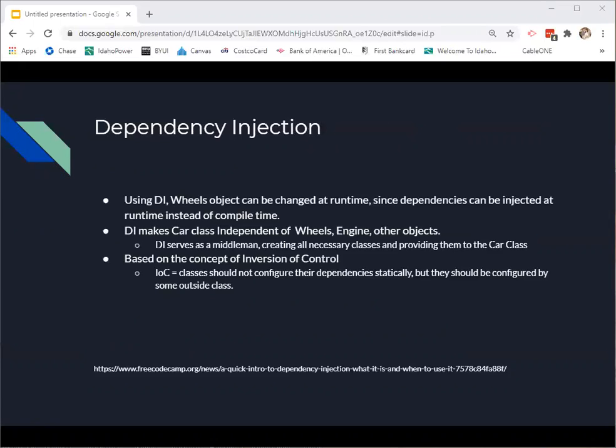If we use dependency injection, rather than creating a new car class, the wheel or engine object can be determined and changed at runtime instead. This is because dependency injection in our example makes the car class independent of the wheels or engine objects. In other words, it serves as a type of middleman by creating and supplying all necessary objects to the car class. Dependency injection is based on the concept of inversion of control, which essentially dictates that a class should not configure its dependents statically, rather they should be configured by some outside class.